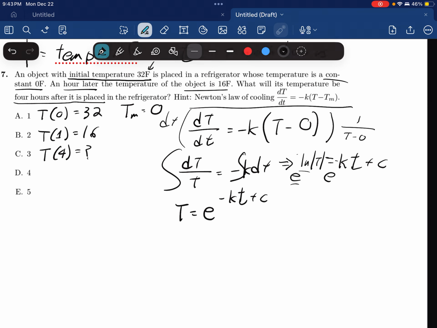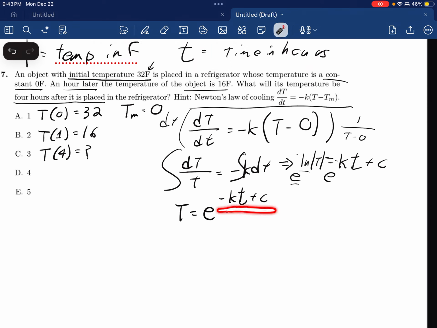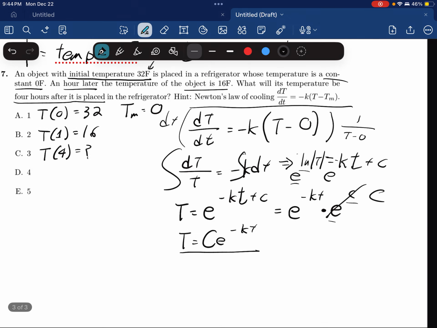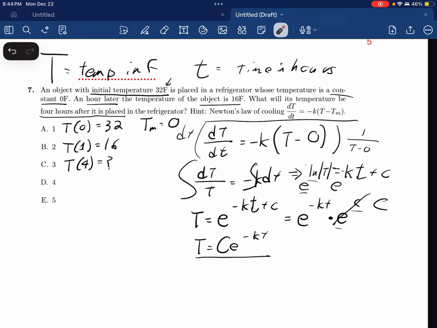When you have two things being added together in the exponent, you can just rewrite it as e to the negative kt times e to the c. But since we know that e is a constant and c is a constant, e to the c is just one big constant. So we can rewrite this and find a particular solution, which is T equals c e to the negative kt. Now, we can use our initial conditions to solve for the c value and the k value.